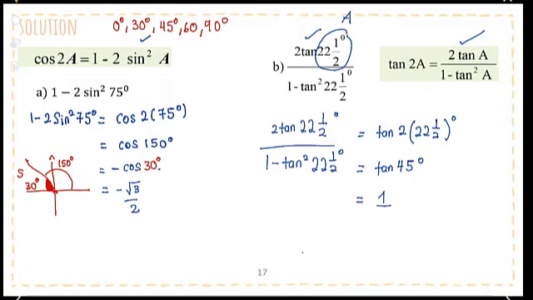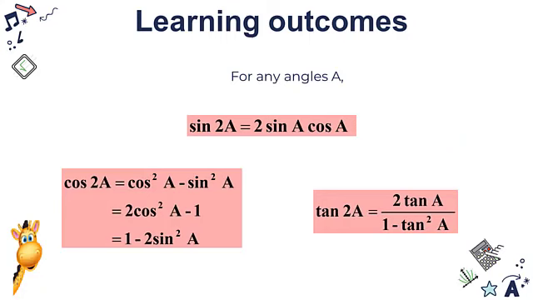If we are going to find 2 tangent 22 and a half divided by 1 minus tangent square 22 and a half without calculator, it is impossible to do that. But when you use your double angle formula, it is possible to find your answer. So I hope you have achieved our learning outcome for this video, which is express the double angle formula. Thank you, students.